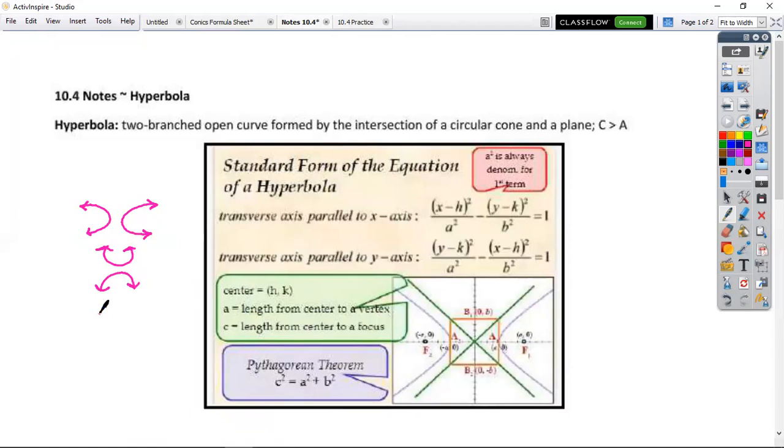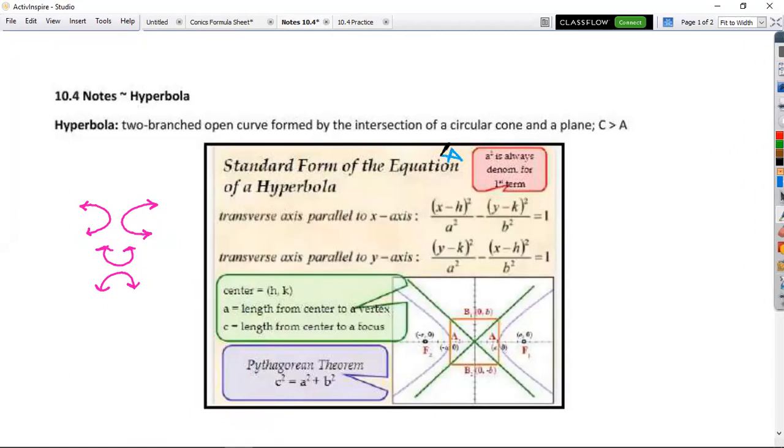This right here, make a big star. So a squared is always the denominator for the first term. And again, that's one of the main things that is different from yesterday. Cross this off. I'm sorry, it got typed in there wrong. What this needs to say for a hyperbola instead is that A and C have opposite signs. So A and C have opposite signs.